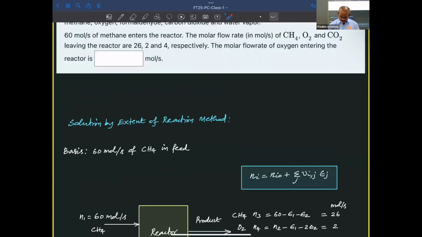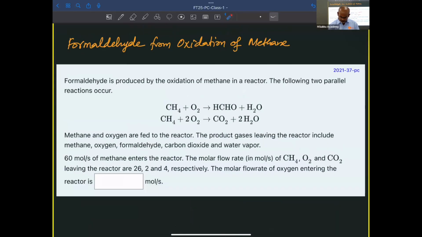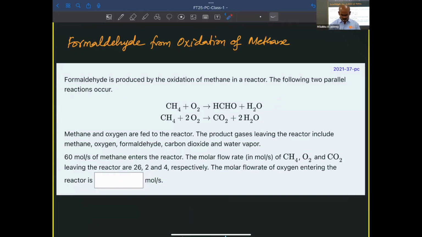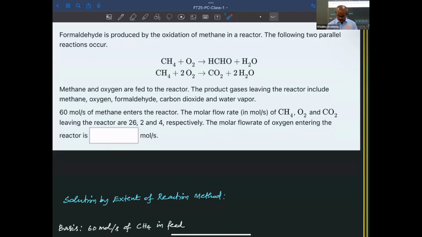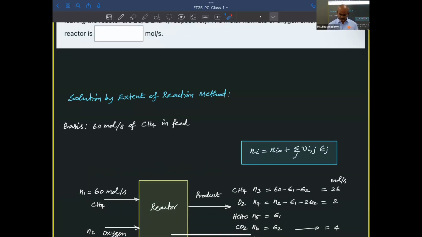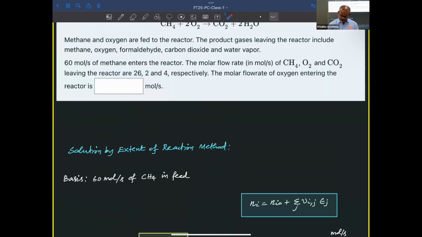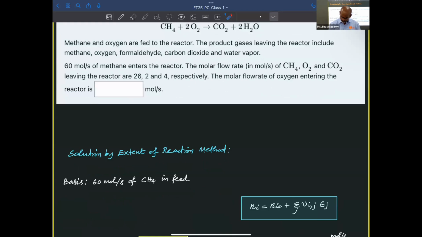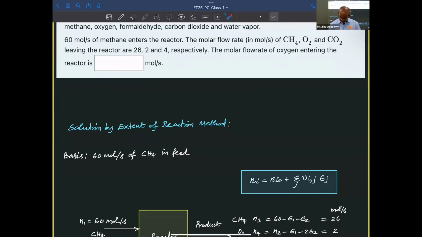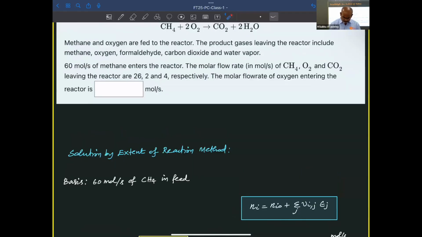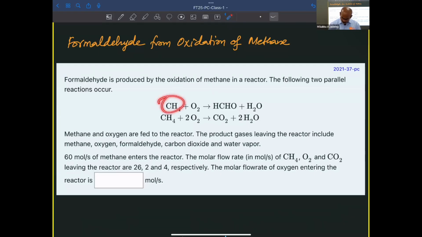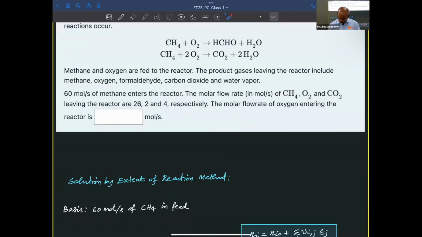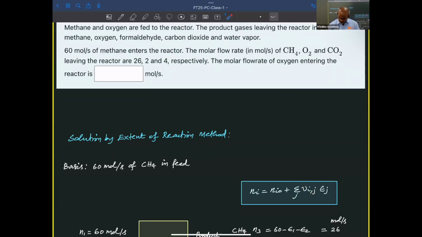We have two reactions. Let us name them reaction 1 and 2. What is the stoichiometric coefficient of methane in the first reaction? It is simply 1. We'll use this convention: for the reactants, the stoichiometric coefficient is negative, and for the products, it is positive. So CH4 being the reactant, its stoichiometric coefficient is -1 for the first reaction. So -1 multiplied by the extent of the first reaction, that's why minus E1.